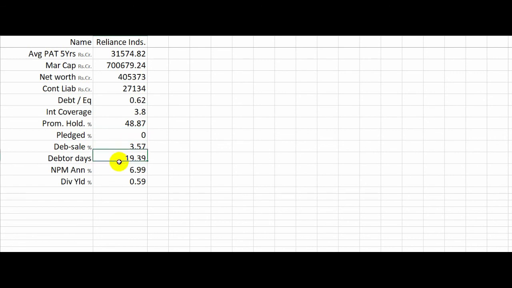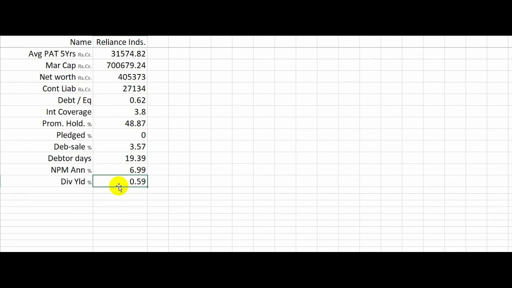The collection from debtors was also very quick at around 19 days. The net profit margin of 2019 stood at around 6.9%, which is low, but when we look at the cash being generated by the company, this is okay. The company was paying a dividend yield of 0.59% at current market price.